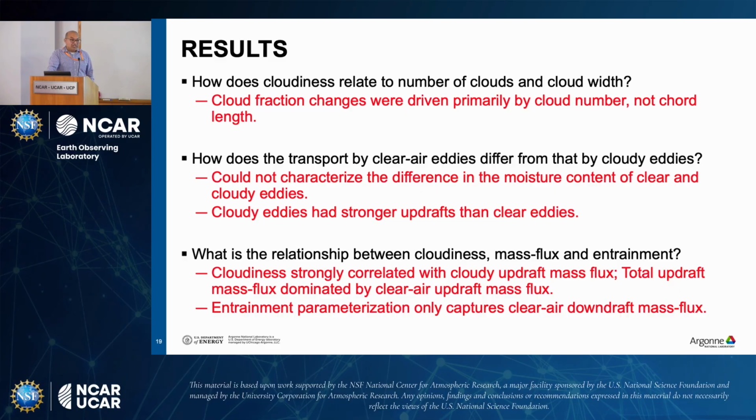And then when we did the mixed layer budgets for the whole cases, we found that the cloudiness is controlled by cloudy updraft mass flux, a nice correlation, while the clear air updraft mass flux was actually dominating the total mass flux. The clear air updraft is substantial, almost twice as much as the cloudy updraft mass flux. And the last one was that the entrainment parameterization only captured the clear air downdraft mass flux, so it was not able to capture the venting of air by clear air eddies above the mixed layer. That is also important.